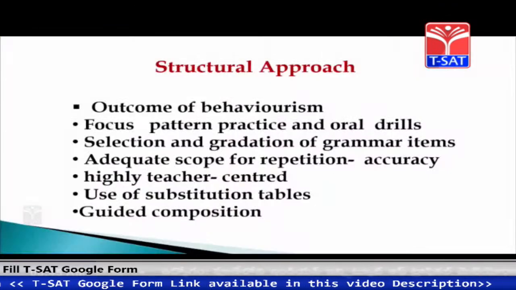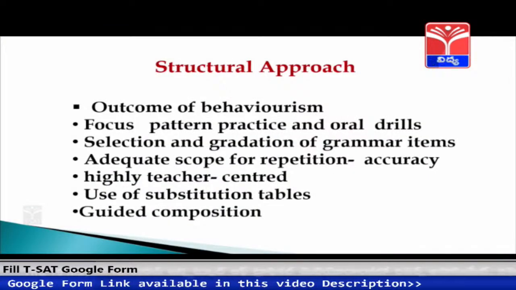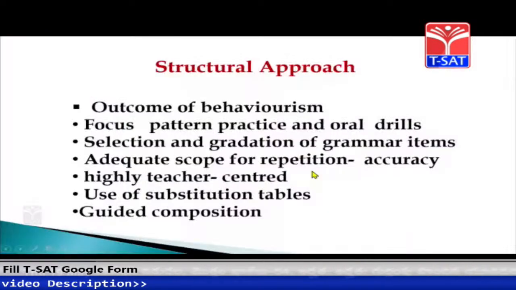And the use of substitution tables. Certain elements are arranged in the table and the learners are expected to produce more and more sentences using the same pattern. And guided composition. As far as writing is concerned, the learners are given some inputs and the learners have to follow the same structure in guided composition. So, structural approach was popular for so many years. Then there was a shift.